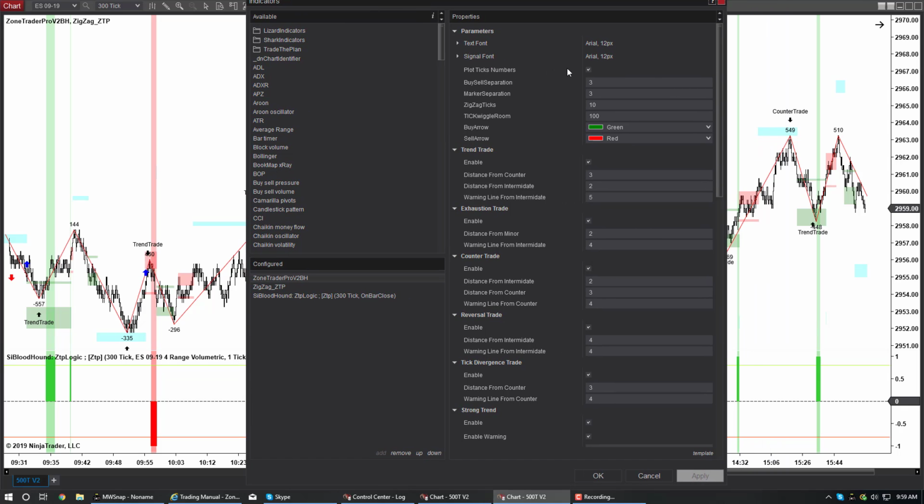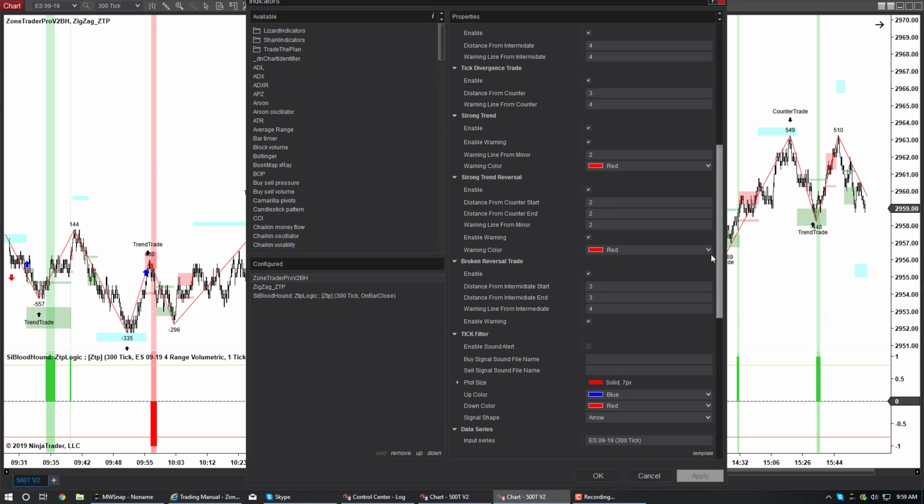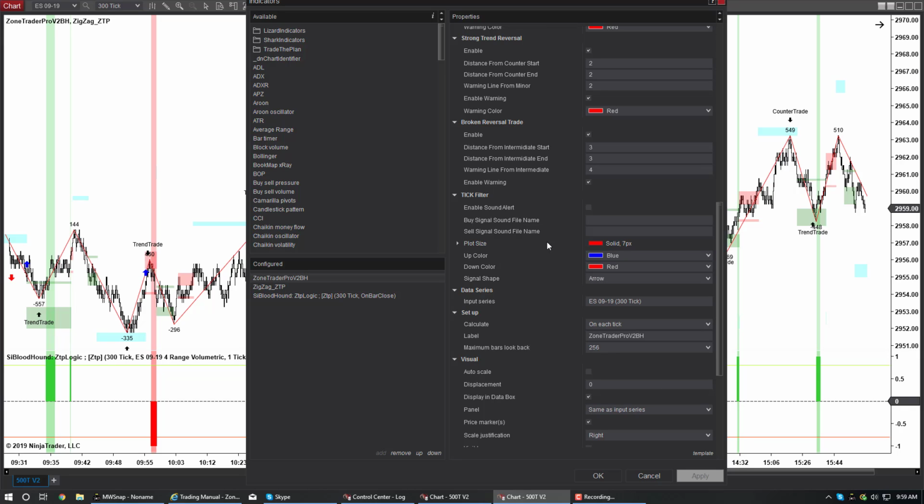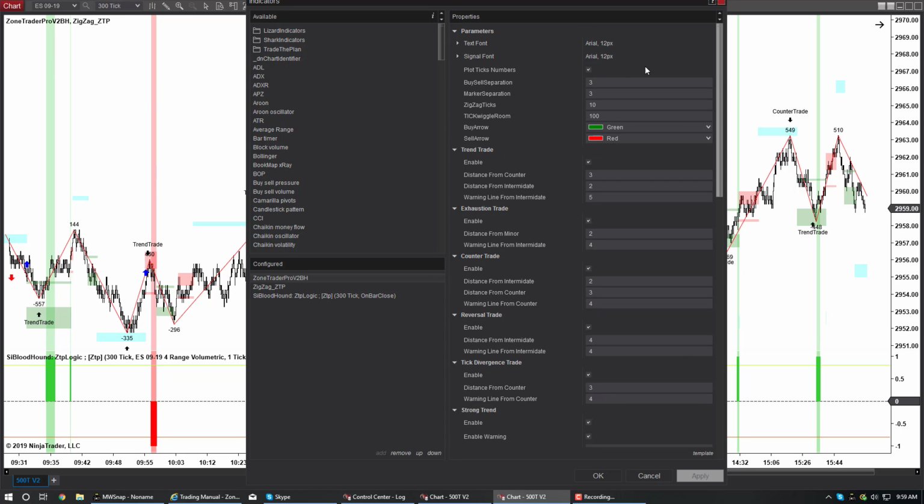The first thing we look at is this plot tick numbers, and tick wiggle room of 100, and down here we have a section for plot size, up color, down color, and arrow. What these are referring to is the $ tick being plotted on the chart. And the $ tick isn't necessary to be plotted on the chart anymore.